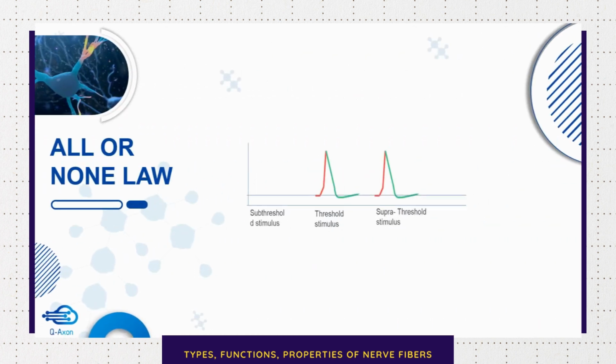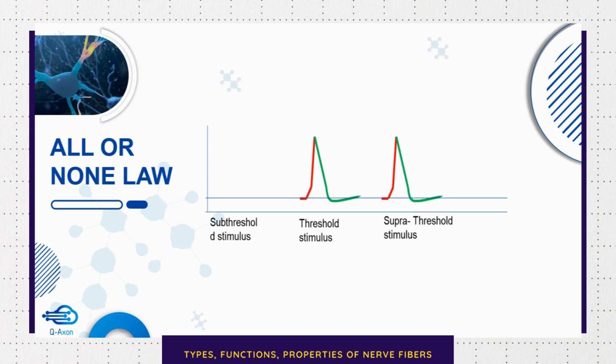Now this is a graphical representation of this law. So you can see that when you apply a sub-threshold stimulus, there is no action potential. You apply a threshold stimulus, you have an action potential of maximum amplitude. Now, if you increase the strength of the stimulus, you still have an action potential of the same amplitude.